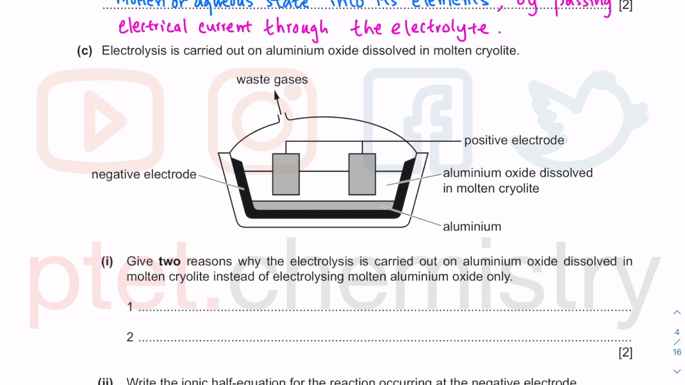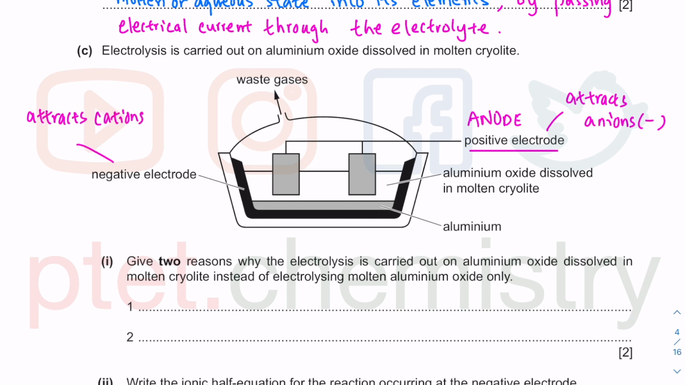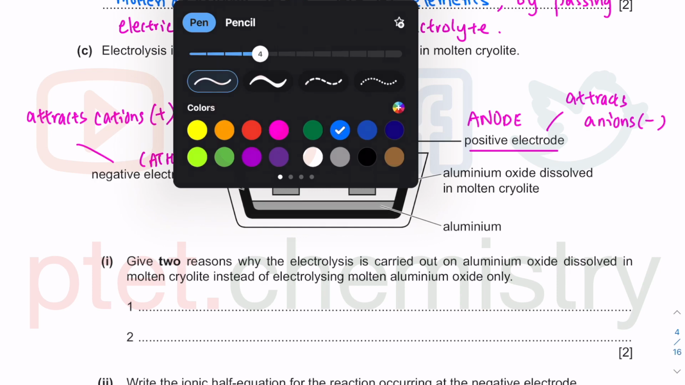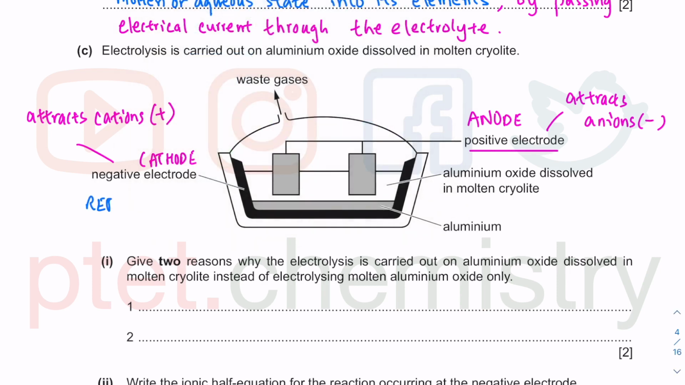Part C, this is how the setup looks. We do know that the positive electrode will attract the negative ions. So it attracts anions, which are negative ions. So this makes this positive electrode the anode. And this negative electrode will attract positive ions. Positive ions are called cations. So if you attract cations, this makes you the cathode and you are the negative electrode there. We also know that in electrolysis, we have red cat.